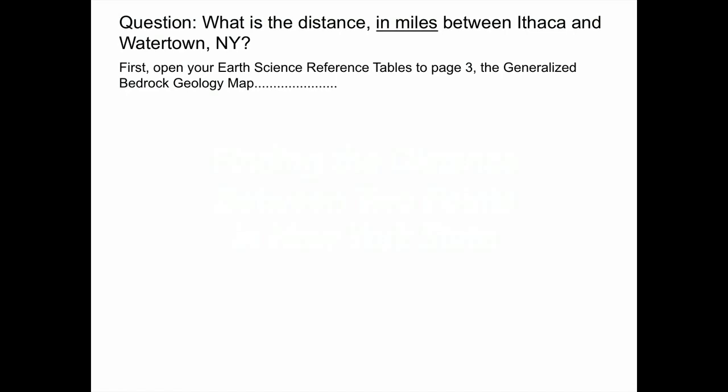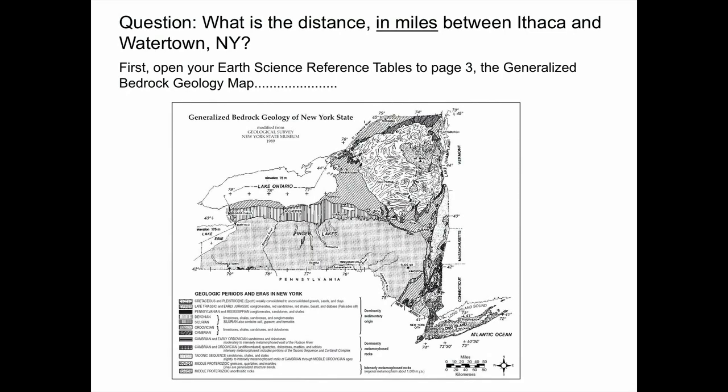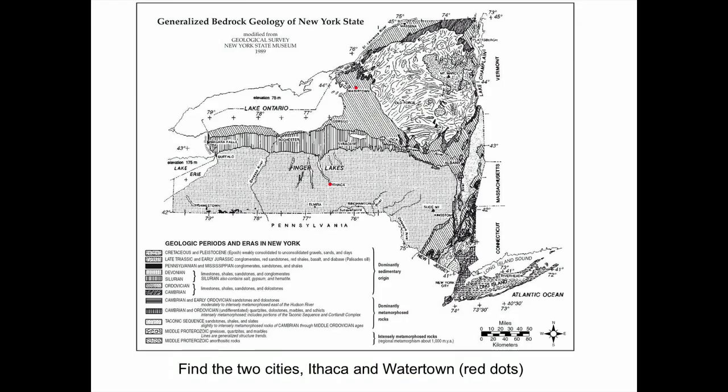Well, open up your reference tables to page 3, and there's a map called the Generalized Bedrock Geology Map. Looks like this. So it turns out Ithaca and Watertown are both on this map. I know they're hard to find, but you have to look. Those are the 2 red dots showing you their positions. So if you're looking at your reference tables as we do this, I would identify them using a pen mark or something. You could circle them.